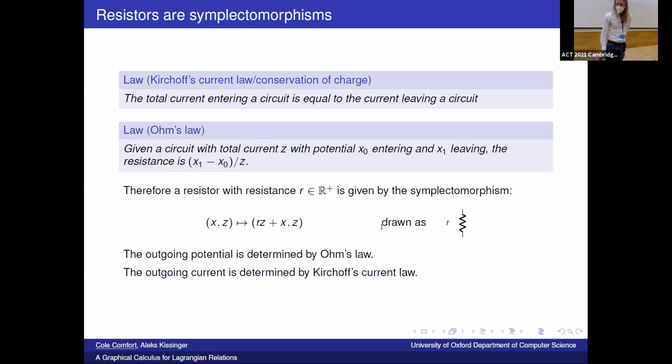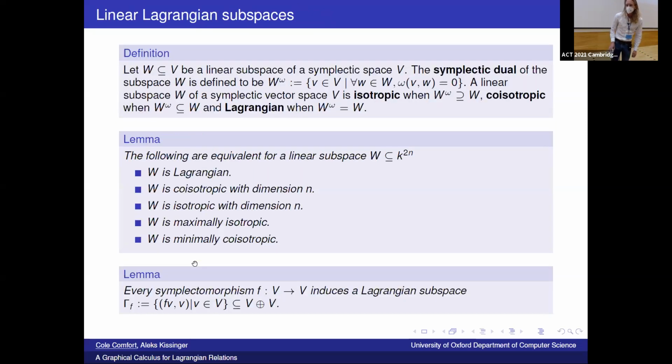So it operates on a state with potential X and current Z, and then it produces a new state with potential R times Z plus X and current Z. In this talk, we'll draw resistors as a squiggly line with the resistance beside it. And using these laws, we can determine that this is the action of a resistor just by doing algebra.